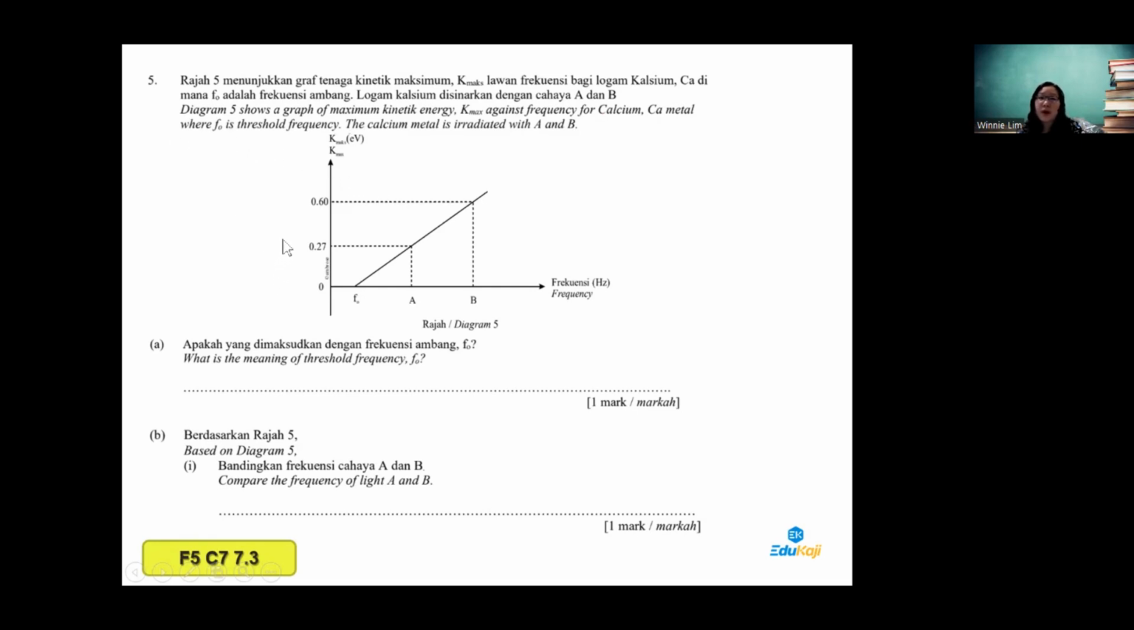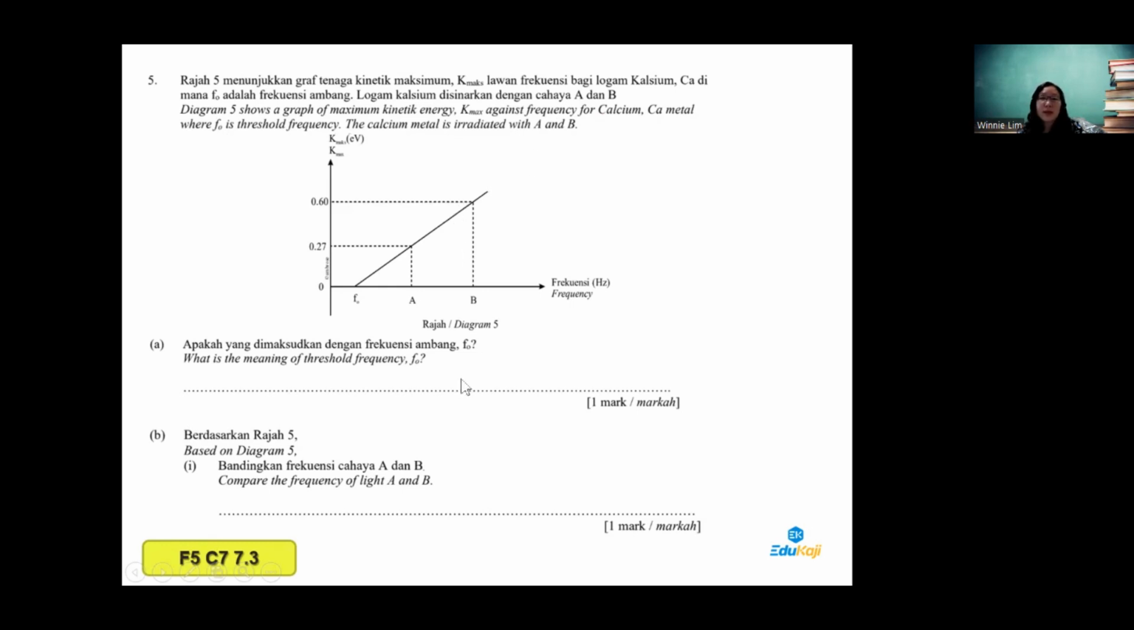Diagram 5 shows a graph of maximum kinetic energy, Kmax, against frequency for calcium, Ca, metal, where f0 is the threshold frequency, and the calcium metal is irradiated with two light sources, which are A and B.